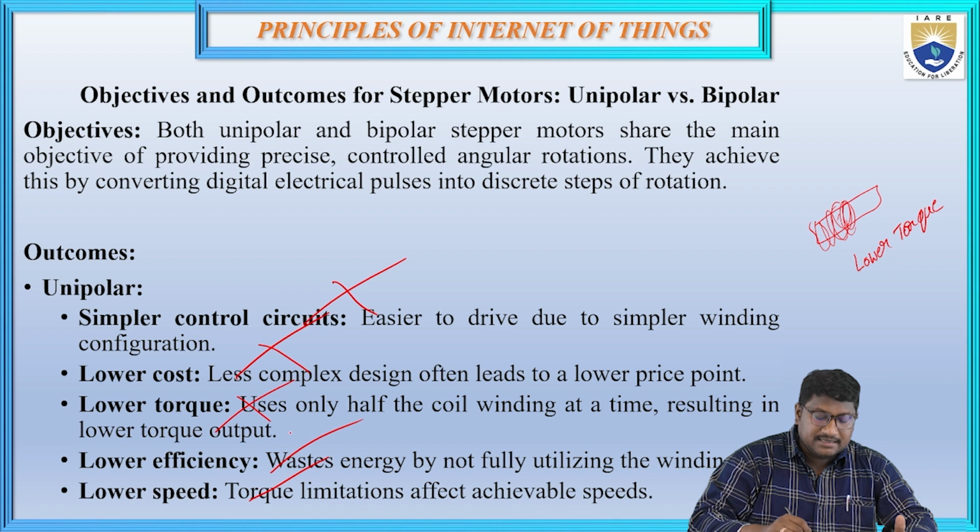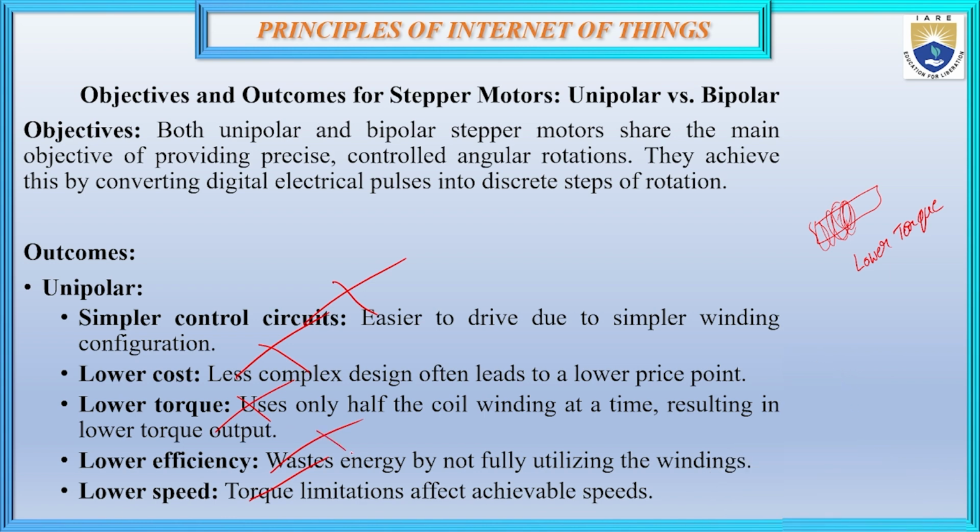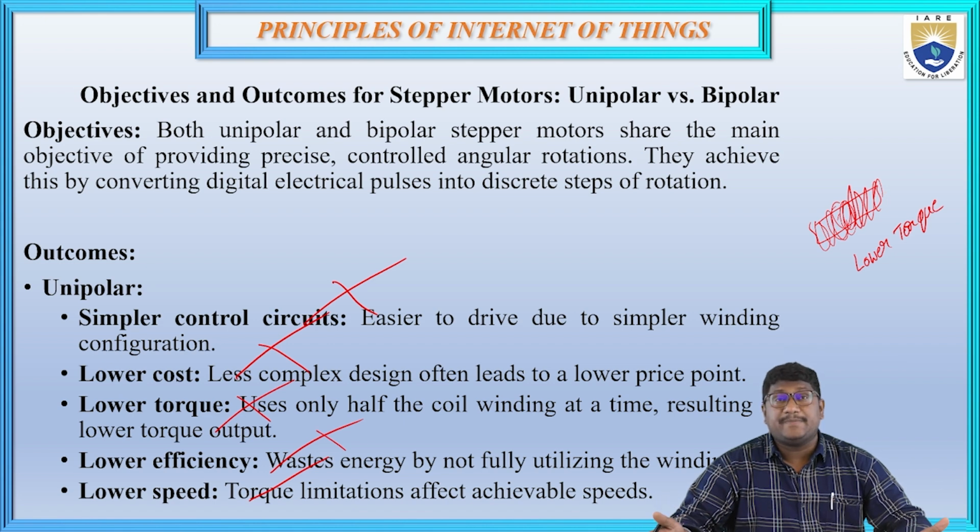Along with that, we have lower efficiency. Why? Because here we are wasting energy by not fully utilizing the windings. There is more chance for complete utilization, but we are not utilizing it. For that purpose only, we are getting low efficiency.